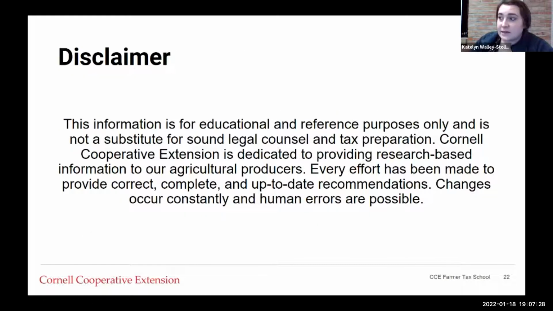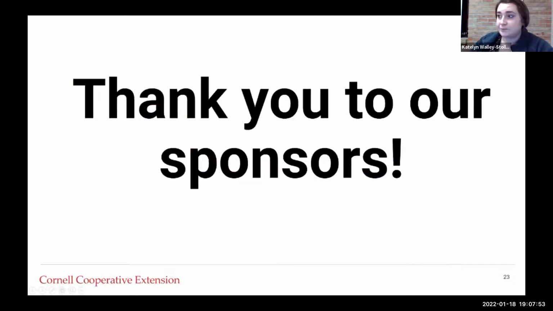And then just a general disclaimer, none of us are licensed tax preparers. This is for educational purposes only. We try to stay up to date and provide correct research-based information, but errors are possible. So we encourage everybody to work with an accountant, tax preparer, or legal counsel who have experience working with farm businesses in particular.